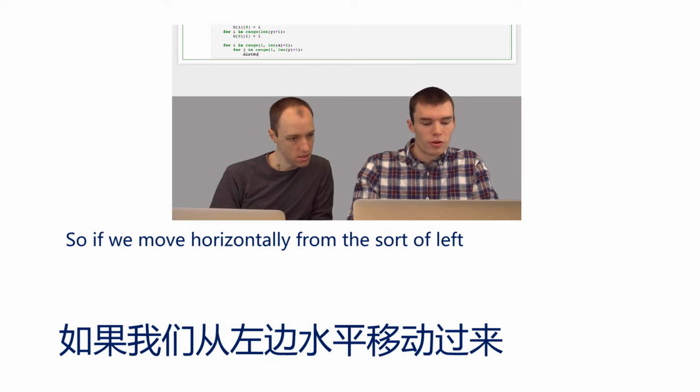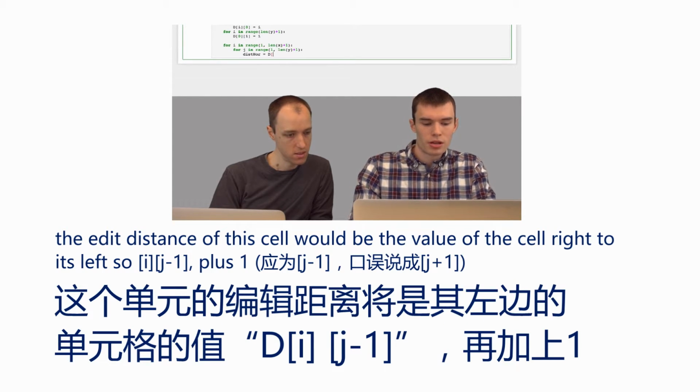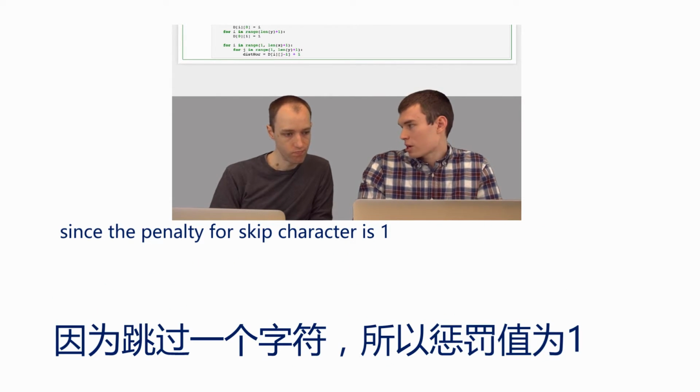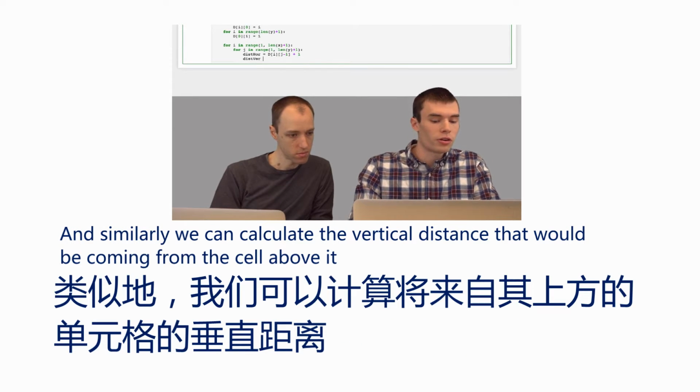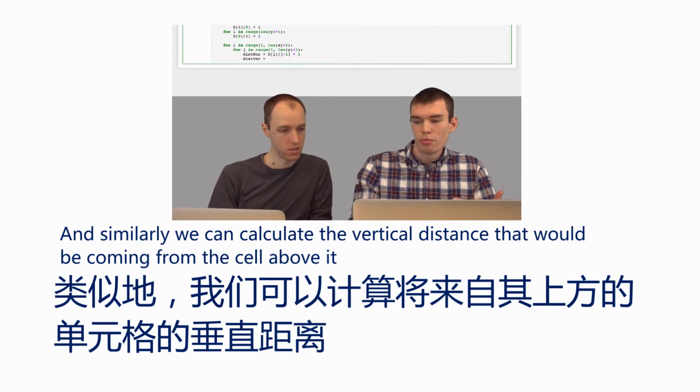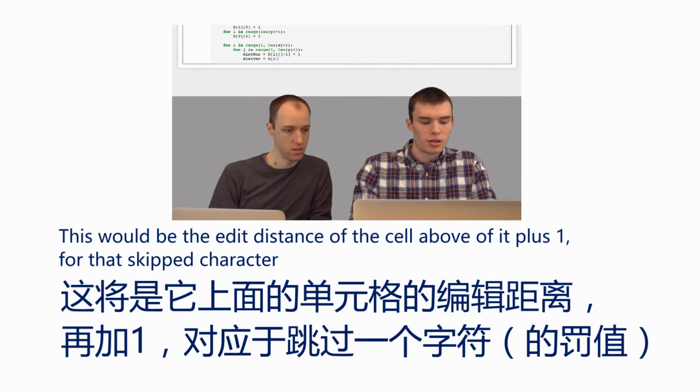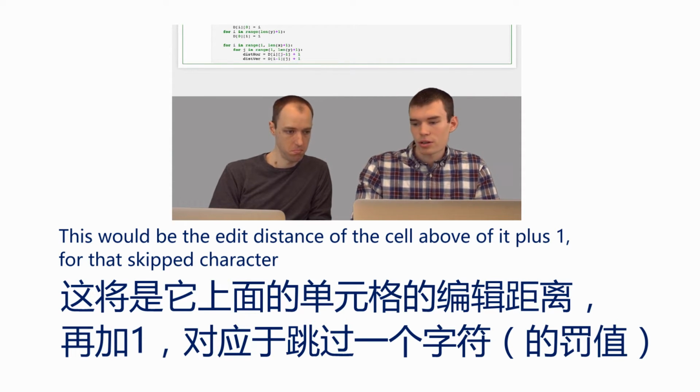So if we move horizontally from the cell to the left, the edit distance of this cell would be the value of the cell right to its left, so D[i][j-1], plus 1, since the penalty for a skip character is 1. And similarly, we can calculate the vertical distance that would be coming from the cell above it. This would be the edit distance of the cell above it plus 1 for that skip character.